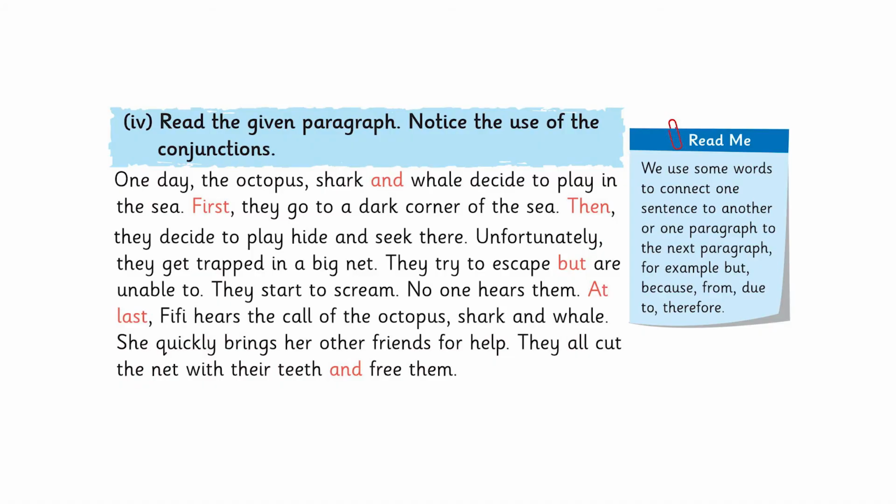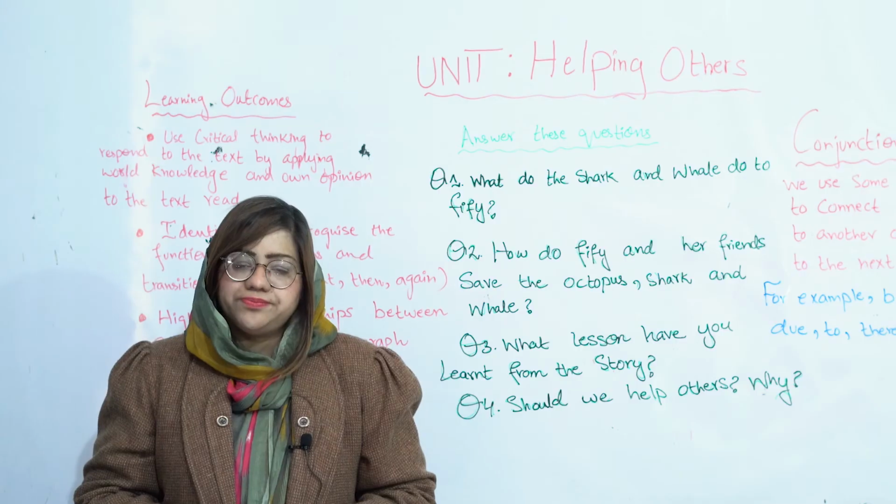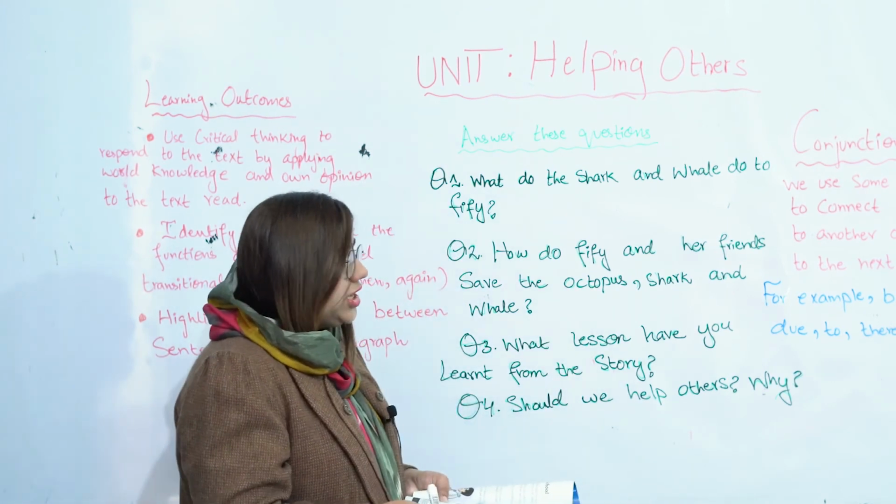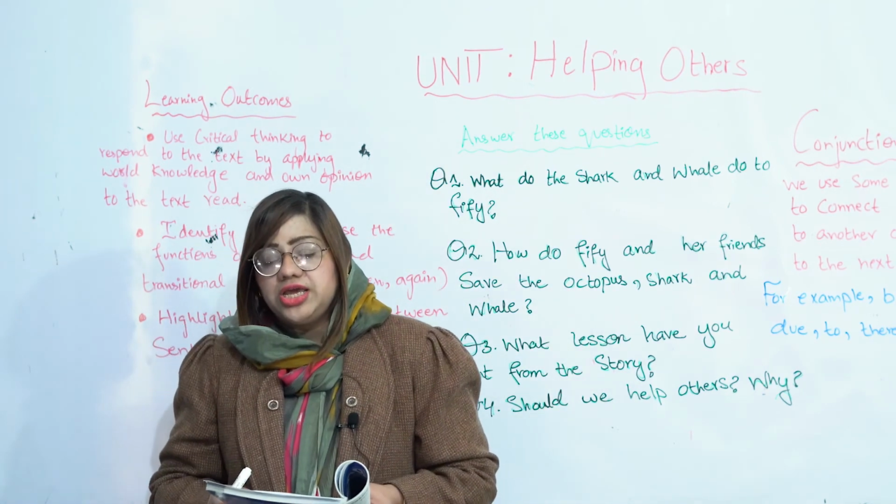So this is all about the conjunctions that we need to take out from this paragraph. Listen students, you all need to read this text carefully and, individually on your own, highlight or identify these conjunctions in your book. You will highlight them individually after reading the text carefully.